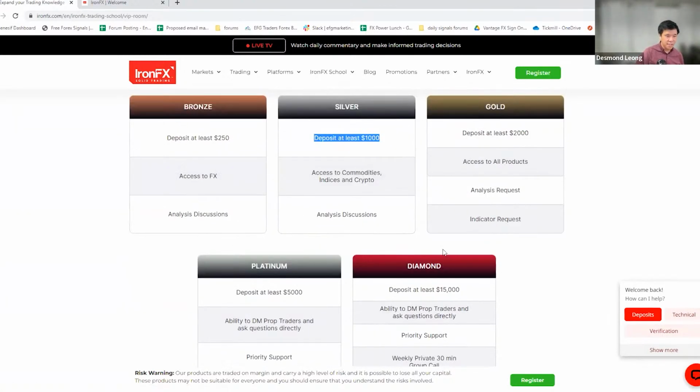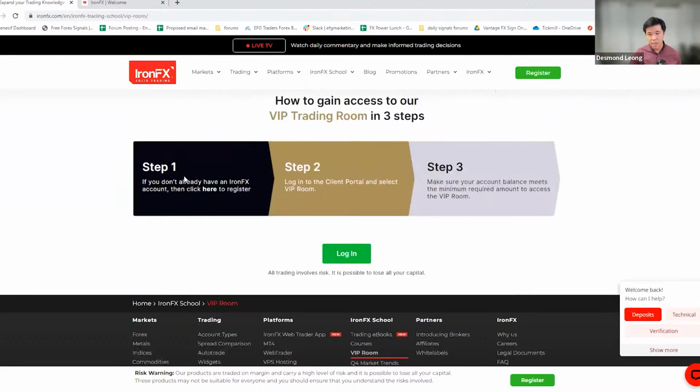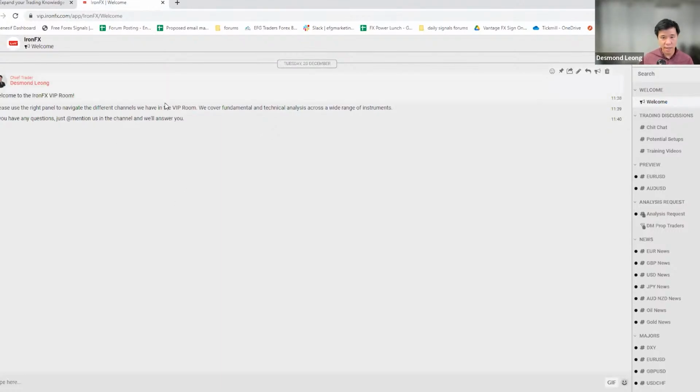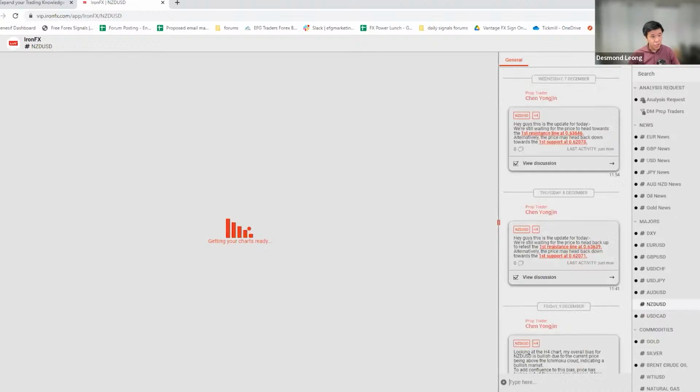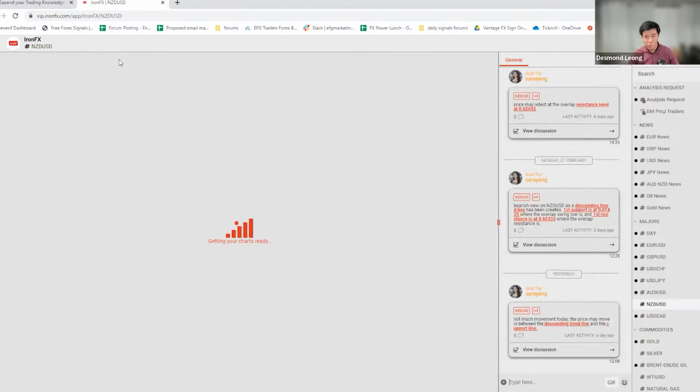And of course it's a pretty simple thing. You just need to log into IronFX. Once you're in the client portal, you click the VIP room and it will automatically give you access if you have enough funds in your account. I want to show you how it looks when you're inside. And one of the main benefits of this is that I can come here, like I think I was looking at, was it Kiwi dollar recently, at a potential double top pattern. All right, let me just take a look here.